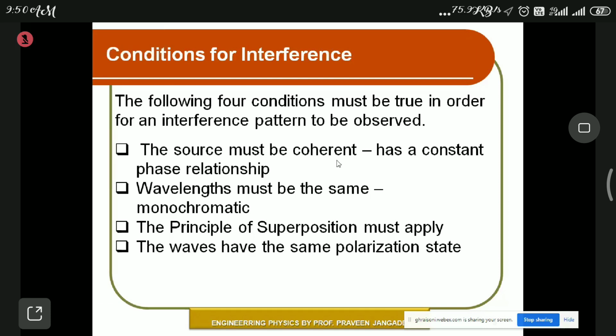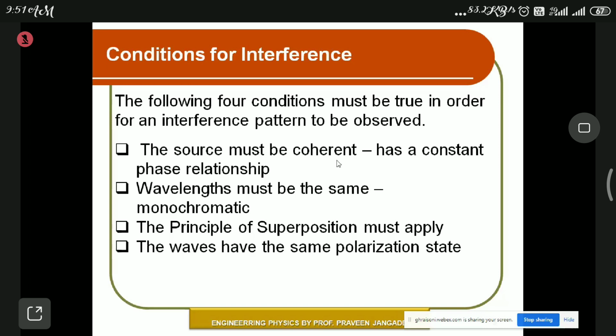If these two light waves originate from a single source, then we can say they are coherent. Now, what do we mean by coherent? Coherent means they should have the same amplitude, the same wavelength, and a constant or zero phase difference. These are the mandatory conditions for getting coherent waves, or coherent light. So the source must be coherent.